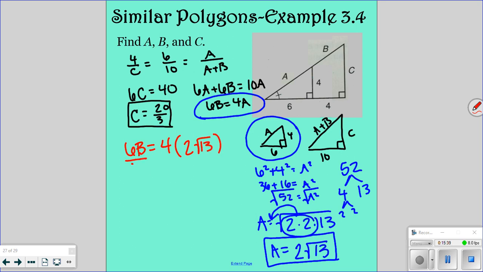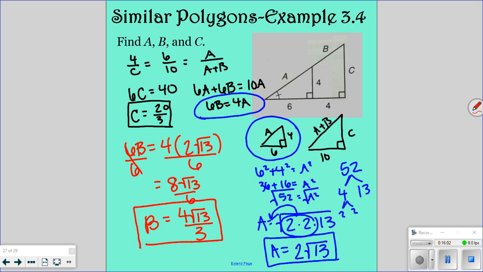So we can divide by 6 to solve for B. And that gives me 8 square roots of 13 over 6. But this 8 and this 6 reduce by 2. So if you divide by 2, you'll get 4 square roots of 13 over 3. So that's your B value.